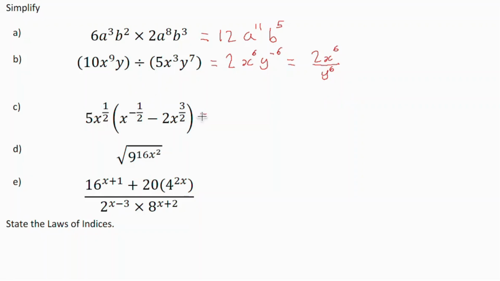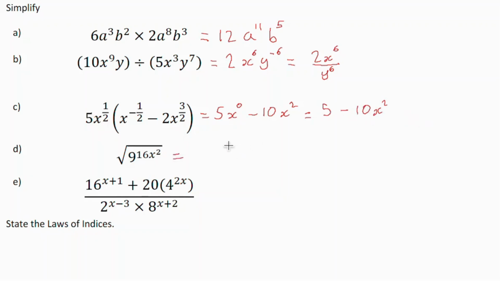Expanding brackets with powers, we use what we get when we multiply these. So 5 times 1 is 5, x to the half times x to the minus the half is x to the 0. And then 5 times 2 is going to be negative 10. X to the half times x to the 3 over 2 is x to the 4 over 2, which is x squared. And we can simplify this 5x to the 0 because x to the 0 is going to be 1. So we get 5 minus 10x squared.